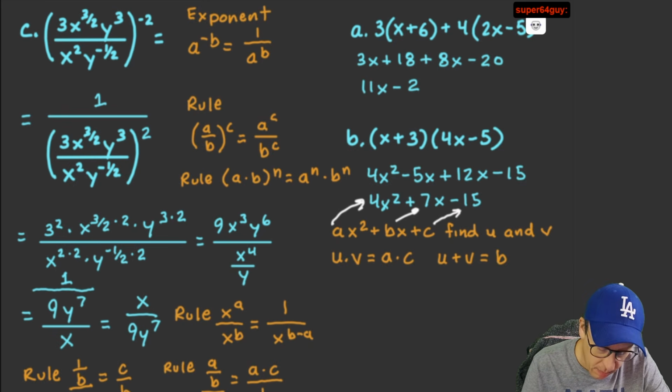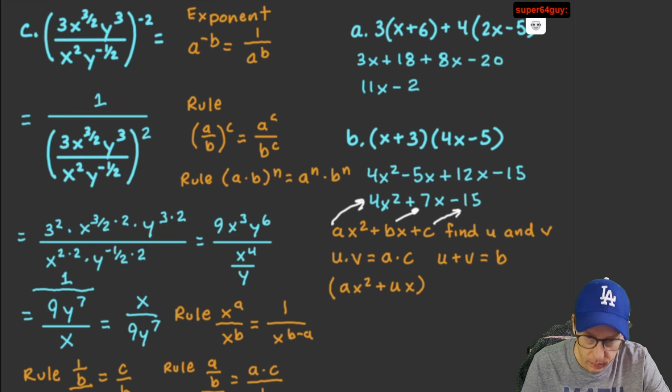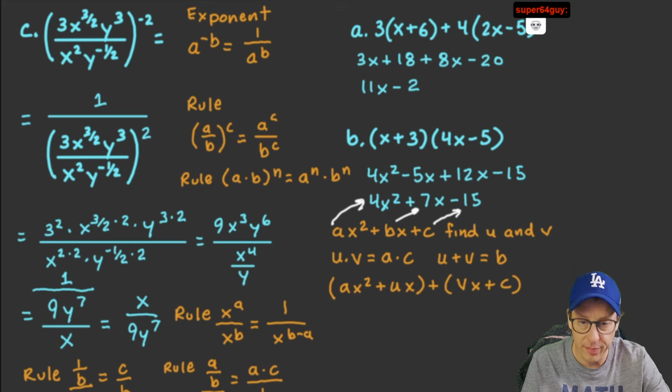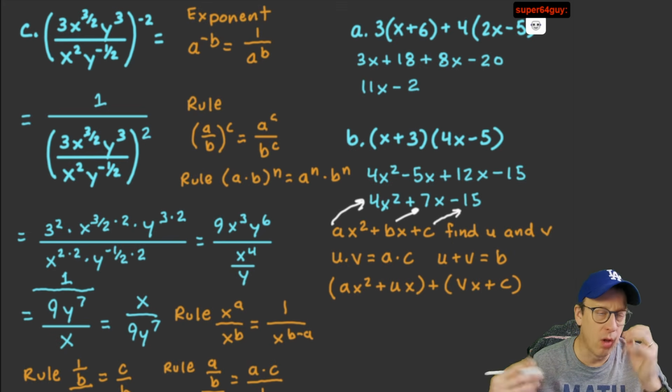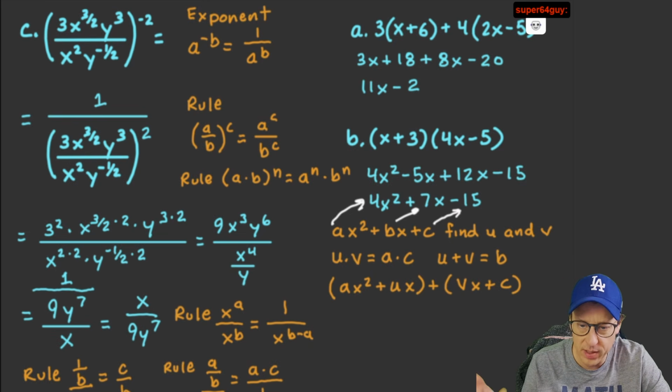And then what you're going to be able to do is group these values. So you're going to have ax squared plus ux plus vx plus c. And that's it. So you have to figure out what u and v are. Well, I'm actually going to work this out the long way so that you can see how to apply these different rules for solving numerous different problems.